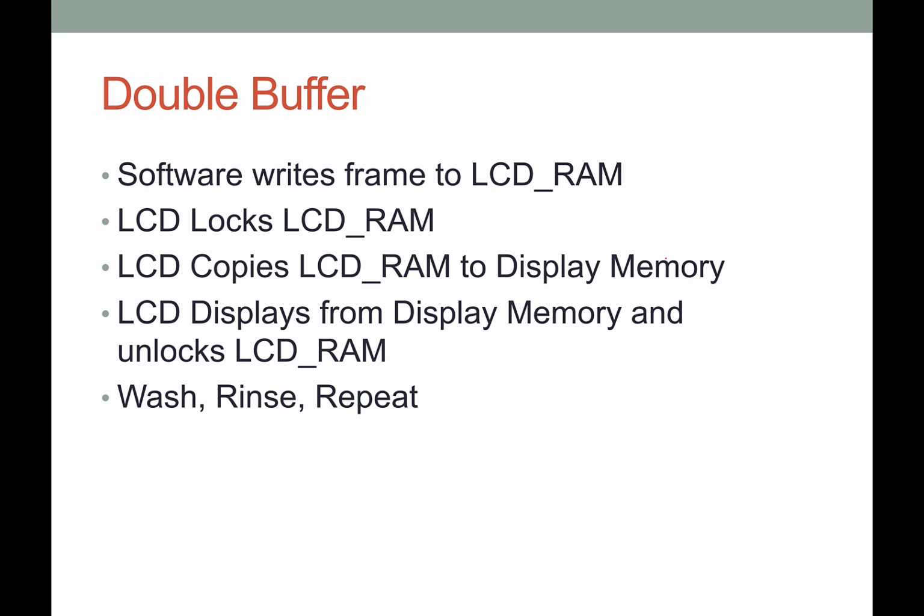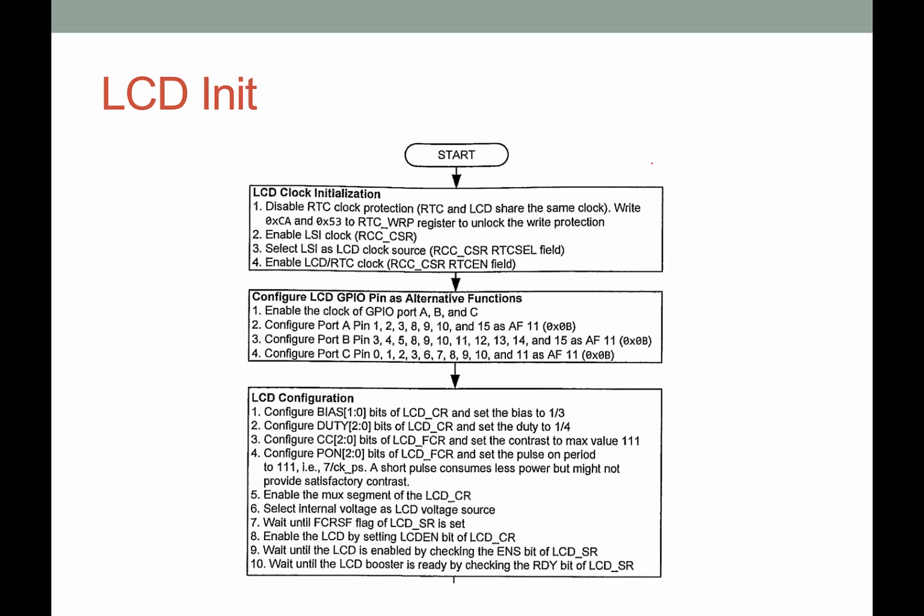Okay, so this talks a little bit about that, and again, I think it's over what we need to really understand at this point, but what it's trying to tell you is, okay, software has to write the frame to the LCD RAM, it's going to lock it, then it's going to copy the RAM to the display, and because it does that, the LCD will display it, and then it can unlock the RAM and then go back up here and repeat for what it wants to write again. So this just sort of gives an overall view of what has to be done for the LCD initialization.